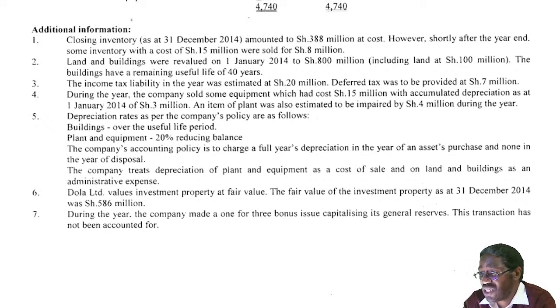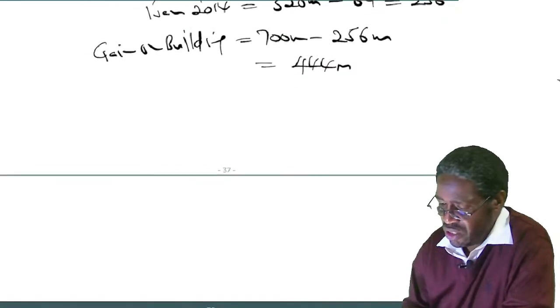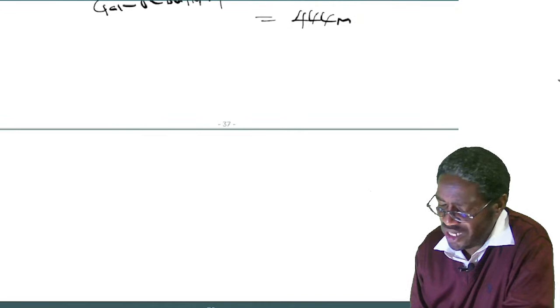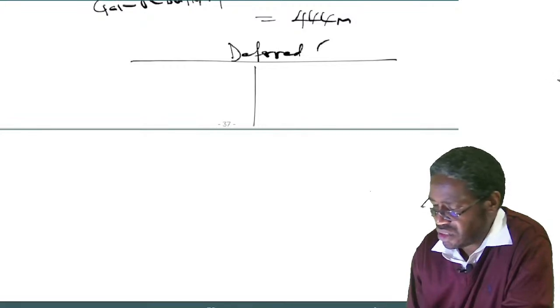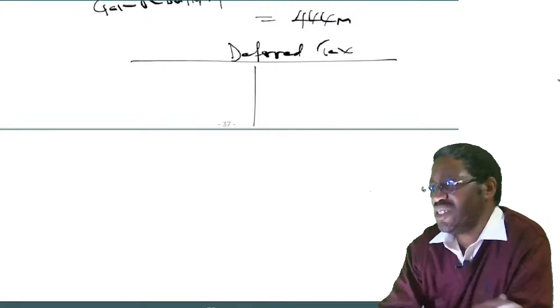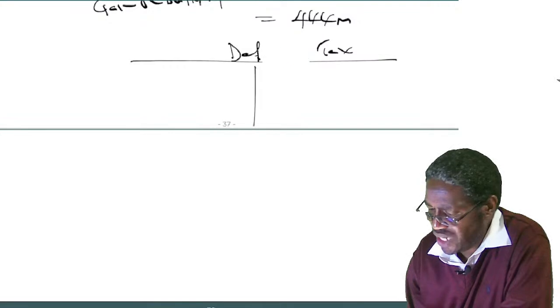But for the deferred tax, we need to use it so that we determine what is the charge for the year. We are being told to provide it at 7 million. In other words, maintain it at 7 million. So let's open an account called deferred tax. Normally, we know deferred tax is always a liability.